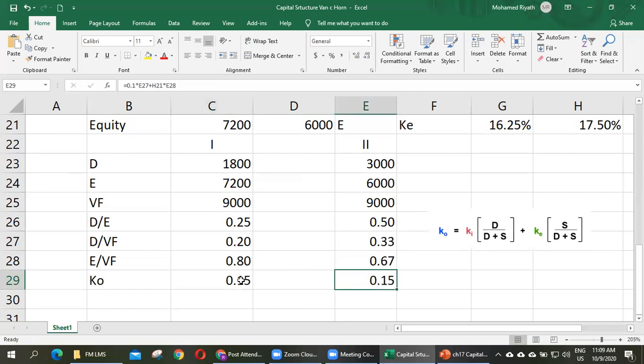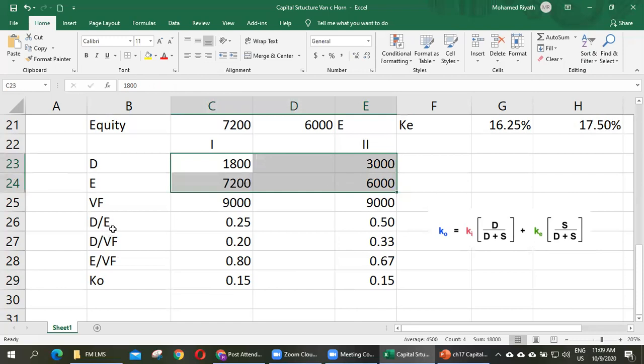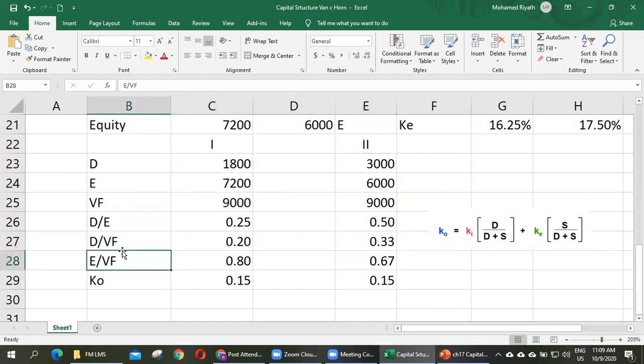Even here the thing is, earlier the debt was 1,800, now 3,000. Earlier equity was 7,200, now 6,000. So the capital structure has changed. This is the capital structure. Earlier the capital structure had a debt equity ratio of 0.25, now 0.50. Earlier debt to total value of the firm was 0.2, now it is 0.33. Anyhow, there is no change in the overall cost of capital, the weighted average cost of capital.